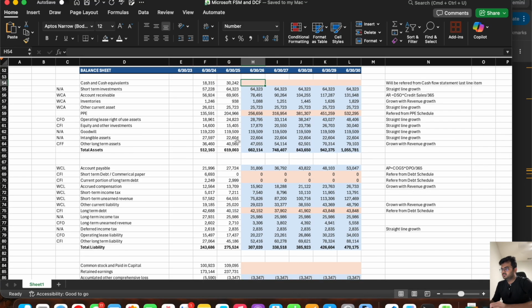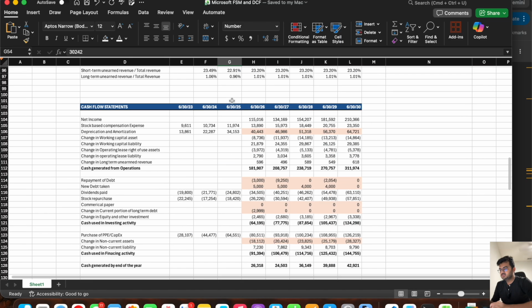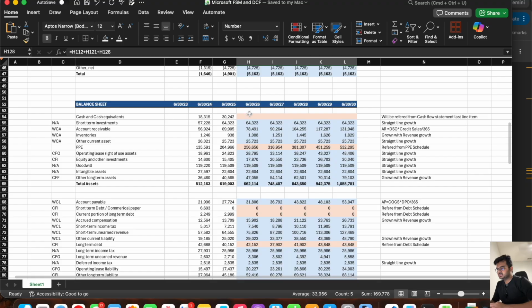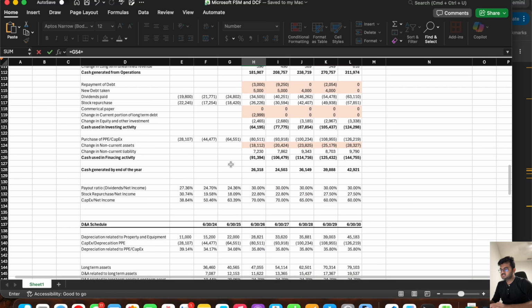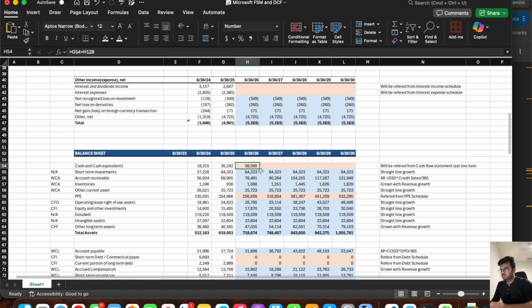Cash and cash equivalent. This is nothing but the total cash the company has, which is summation of the previous year end of previous year cash they have plus the new cash they have generated this year. That is nothing but the last line item in the cash flow statement. So let's simply add this and get this number filled. This plus this number, and I'm going to do the same.